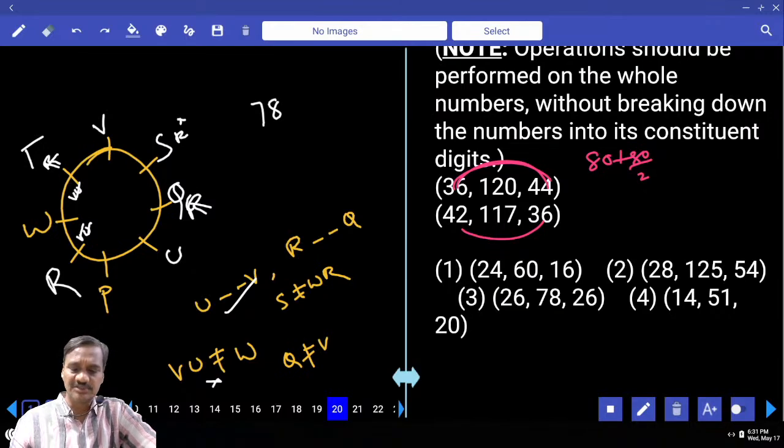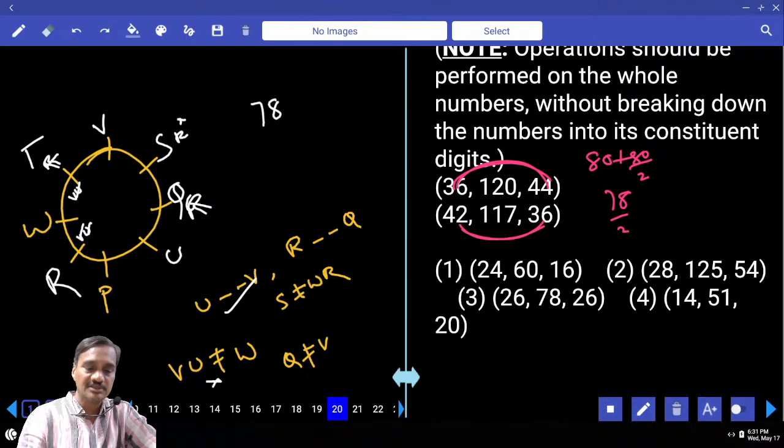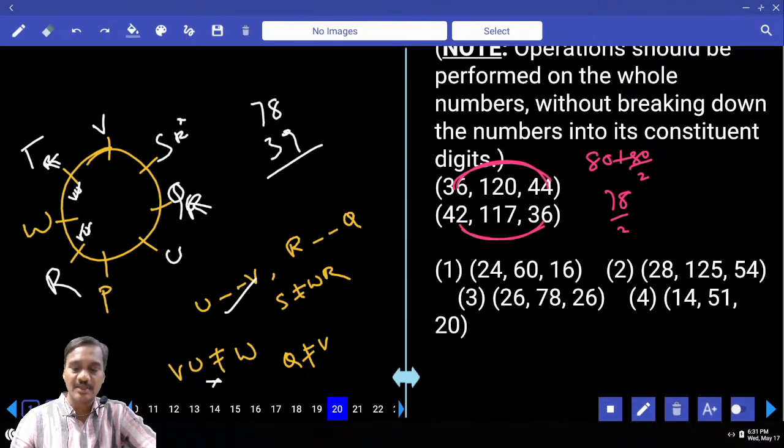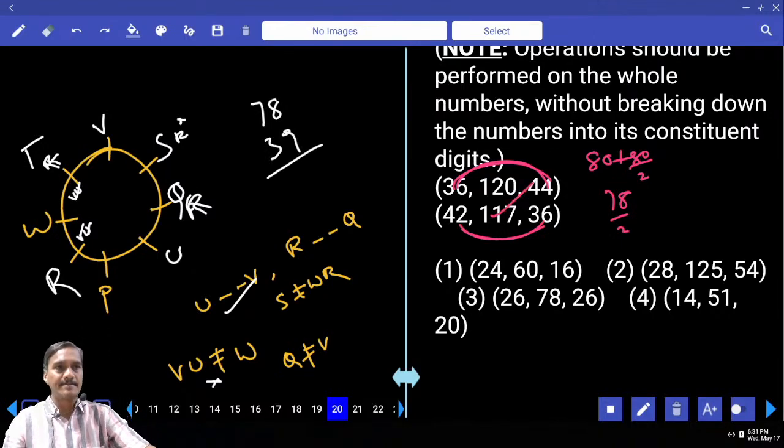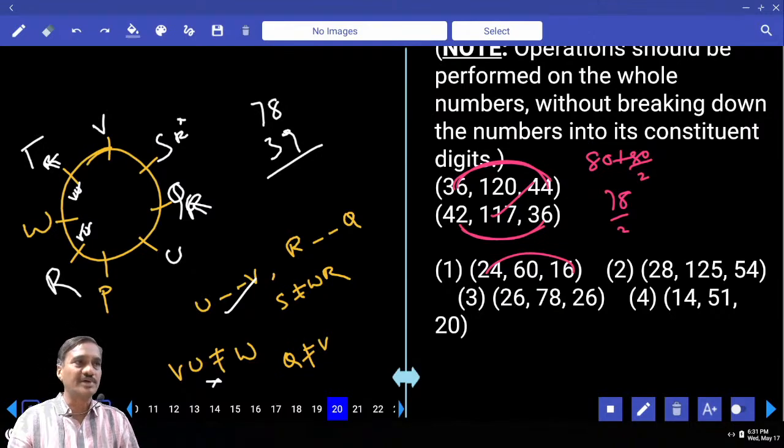42 plus 36 is 78. 78 divided by 2 is 39. 78 plus 39, how much is that? 117. Then in the same way, 24 plus 16, that is 40. And 40 plus 40 by 2 is 60. Choice 1.